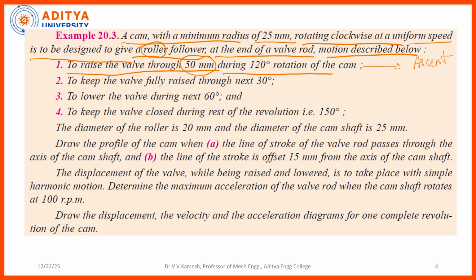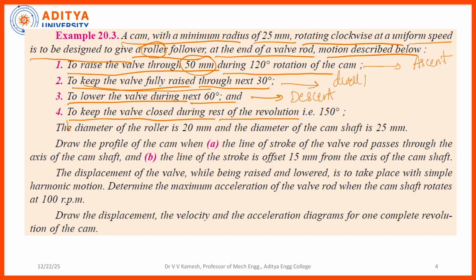While reading the problem itself, you need to identify what is what. To keep the valve fully raised through the next 30 degrees. To keep the valve fully raised, that means dwell 1. So after rising by 120 degrees, you need to keep the valve fully raised, that means constant, no change. So dwell 1. To lower the valve during the next 60 degrees, in our language it is descent. And to keep the valve closed during the rest of the revolution, 150 degrees, so this will be dwell 2.